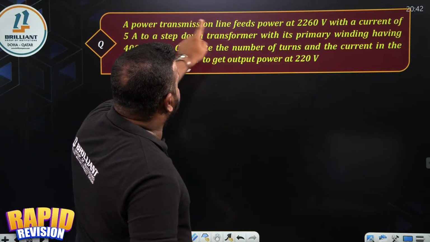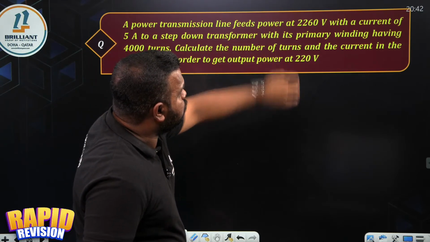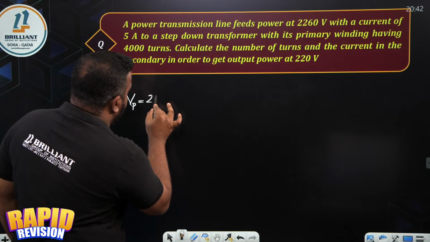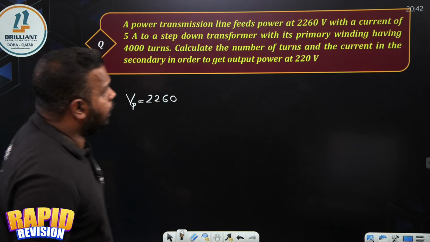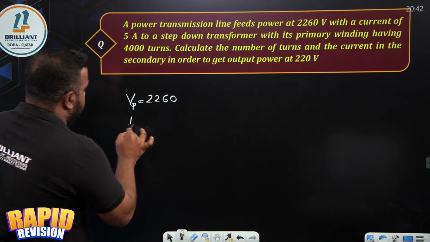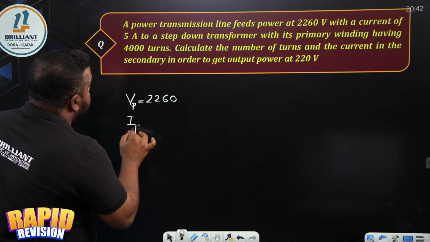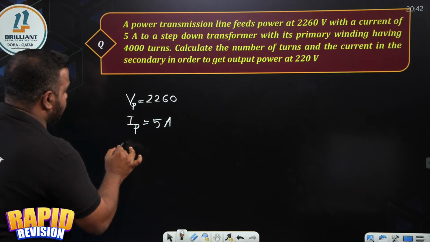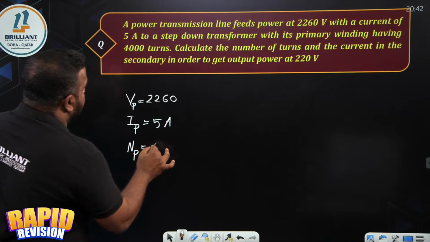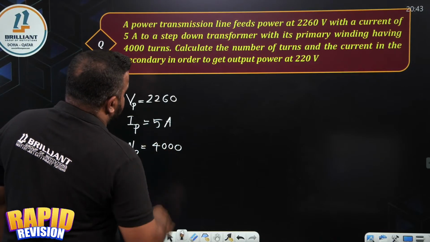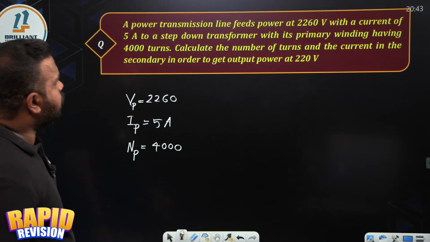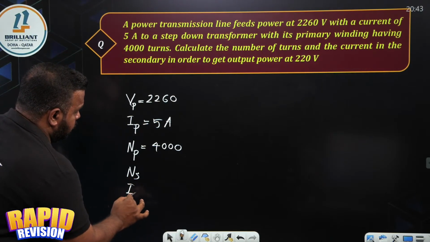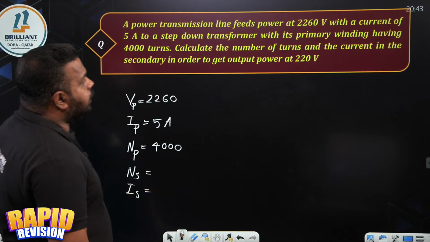So a power transmission line feeds power at 2260 volt. That means V primary, the input voltage, is given as 2260, with a current of, so IP is given as 5 ampere, to a step down transformer whose primary winding, that means N, the number of turns in primary, is 4000 turns. Calculate the number of turns and the current in the secondary. So we have to find NS and IS to get an output power at 220.